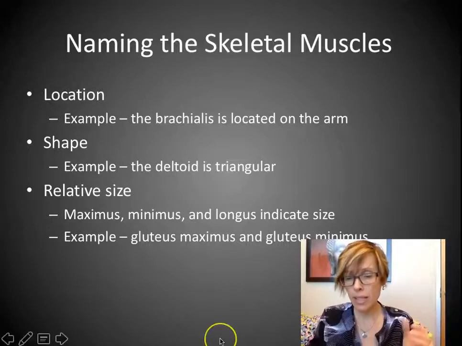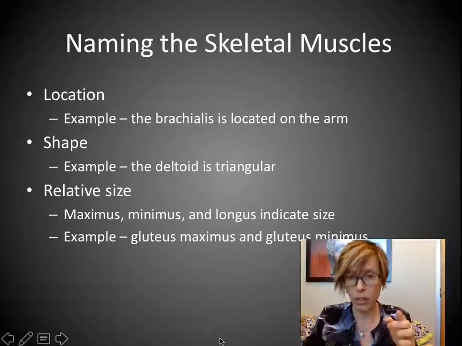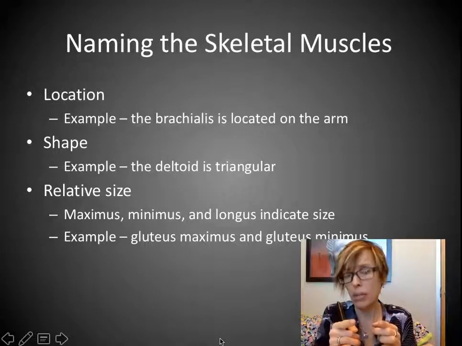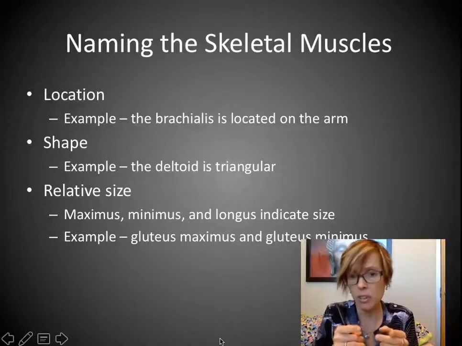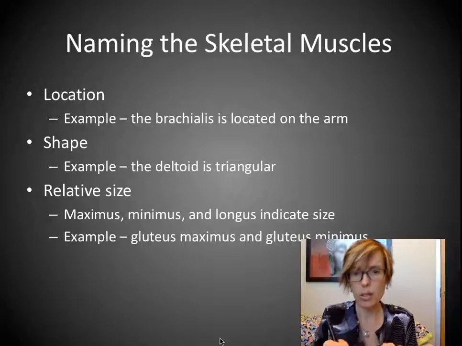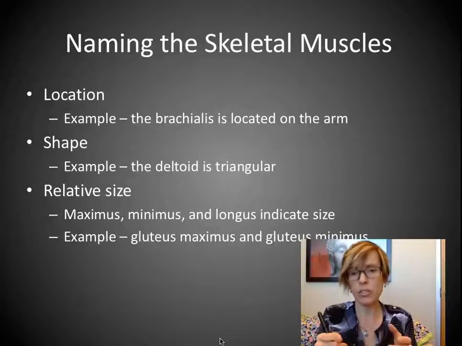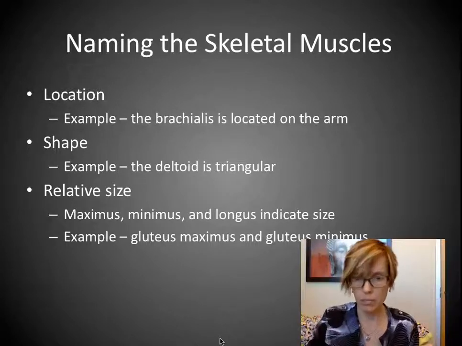Sometimes we'll have ones that are particularly long, and then they'll be paired with a muscle that has the same function, but it's short. So you may have a flexor brevis, flexor longus, just depends.